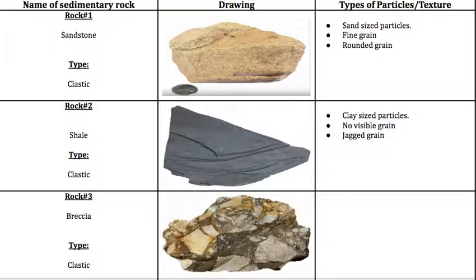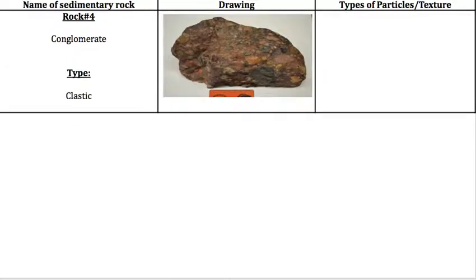Next, rock number 3 is breccia. Breccia is clastic. Breccia formed as sand, gravel, and pebble-sized particles were compacted and cemented together. It is also coarse grained and jagged. And your last rock is conglomerate. Rock number 4 is also clastic. It formed as sand, gravel, and clay-sized particles were compacted and cemented together.